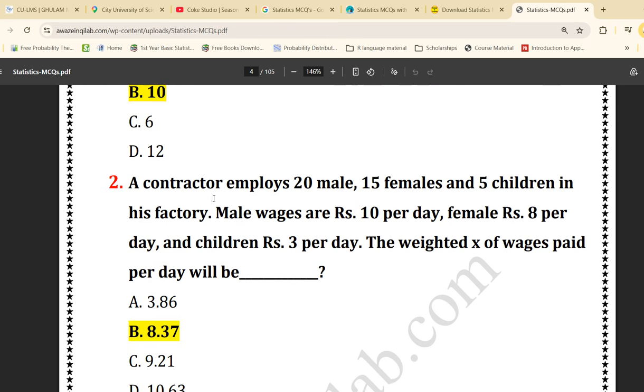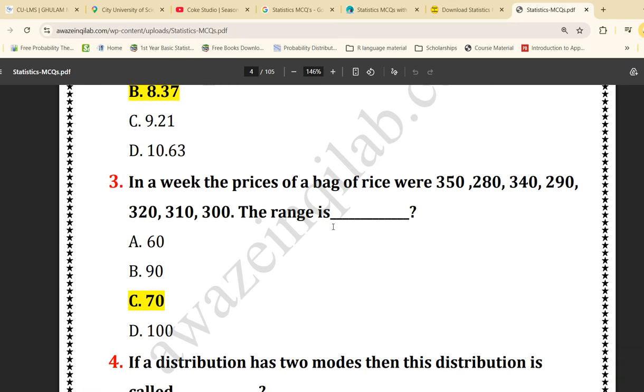See, here we have a contractor who employs 20 male, 15 female, and 5 children in the factory. Male wages are 10, female are 20. These are different questions, difficult, but such questions we have already solved. See, we have been given this ungrouped data. You have to find the range. So the range is easy.